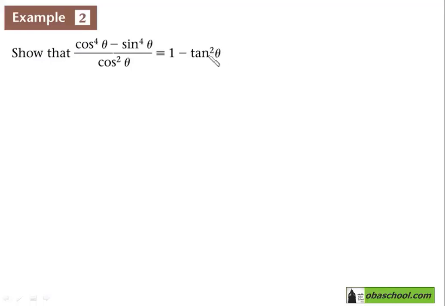Here we do not only simplify. We need to equalize the first form with the second form. Pay attention that with this kind of questions, we start with the form that needs more work. 1 minus tan squared theta is less complex than the first form. So let's start with the left-hand side, and we need to make it equal to the right-hand side. In this way, we verify the relation.